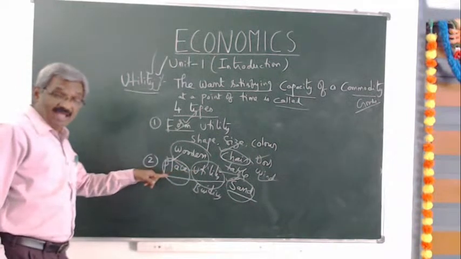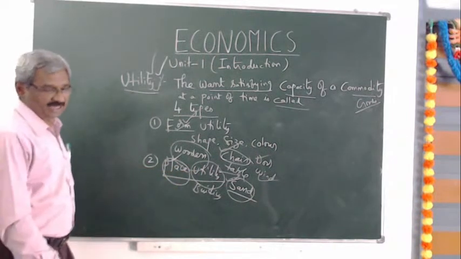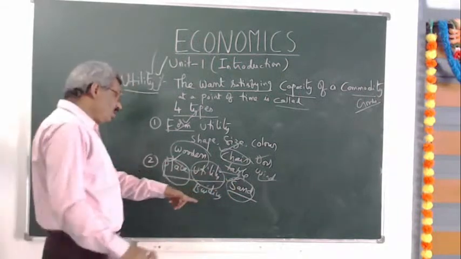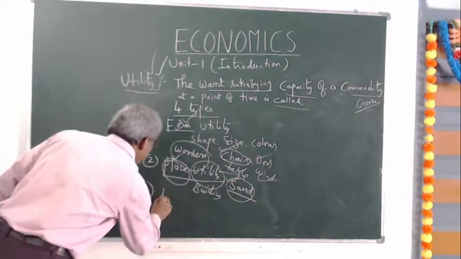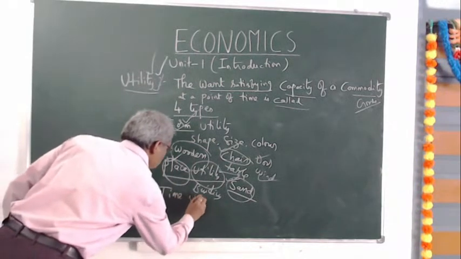But whereas in the river, this type of sand has no capacity of satisfaction. That is called place utility. And the third one, time utility.